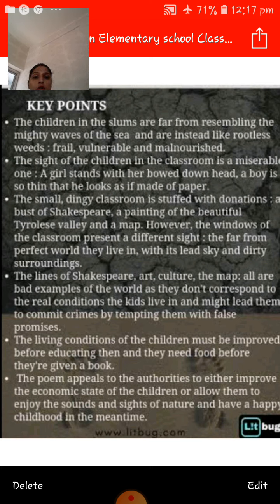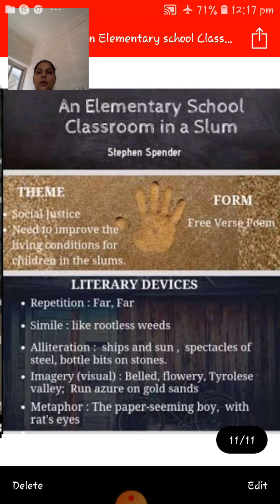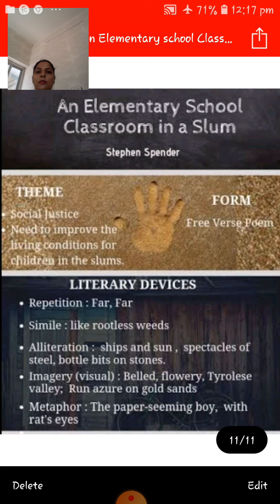The poem appeals for opportunities, like improvement of the economic state of children, or allowing them to enjoy the sounds and sights of nature and have a happy childhood in the meantime. So this is your poem. The theme is social justice, and we need to improve the living condition of children in slums. This is a free verse poem, which is the form of the poem.